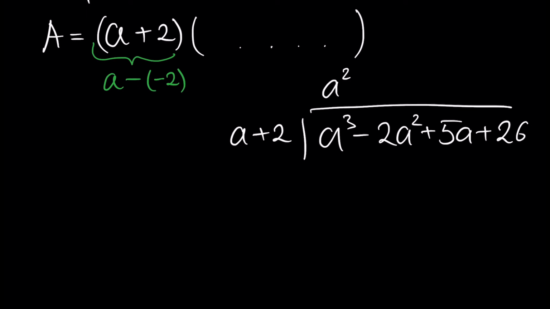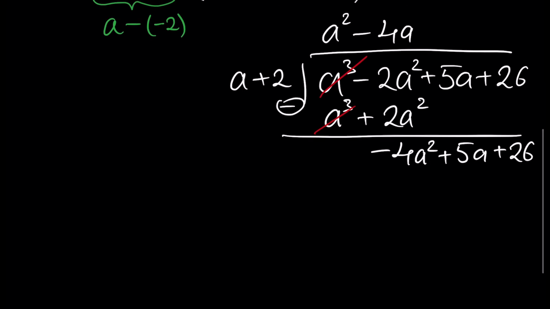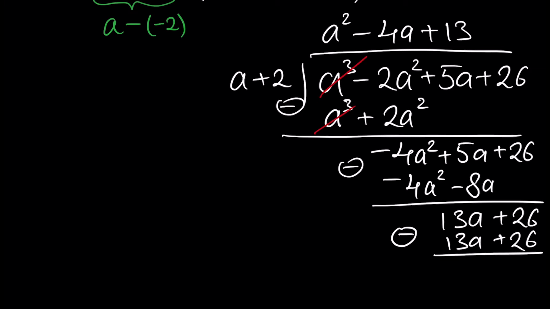We write here a squared. It gives us a cubed plus 2a squared, and we perform subtraction. Here we have a cancellation, and result will be minus 4a squared plus 5a plus 26. Next we write here minus 4a, and we multiply minus 4a by a plus 2. It will give us minus 4a squared minus 8a, and after subtraction it will give us 13a plus 26. And we have to multiply a plus 2 by 13. It will give us 13a plus 26, and after subtraction it will be 0.